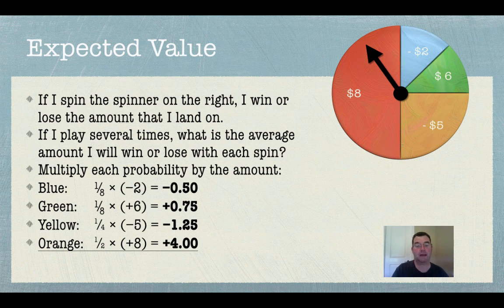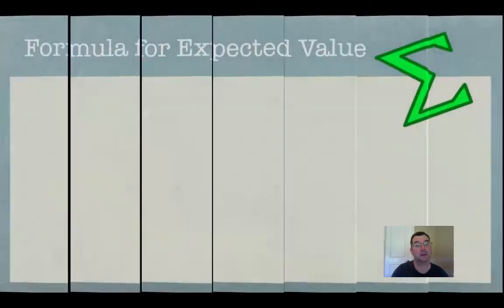So if I add all of that up, I get a total of $3. So if I keep spinning and spinning and gaining money and losing money, on average with each spin, I gain $3. So that's how expected value works.